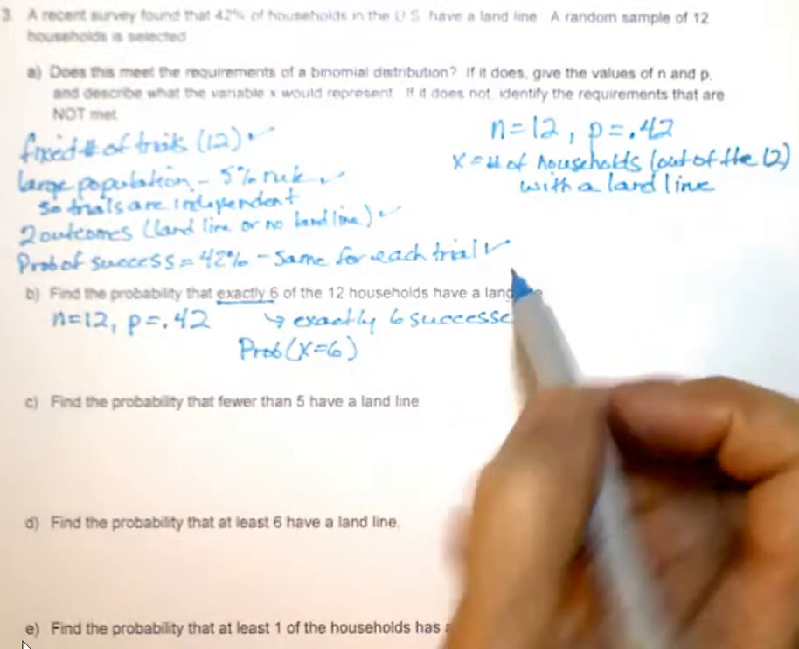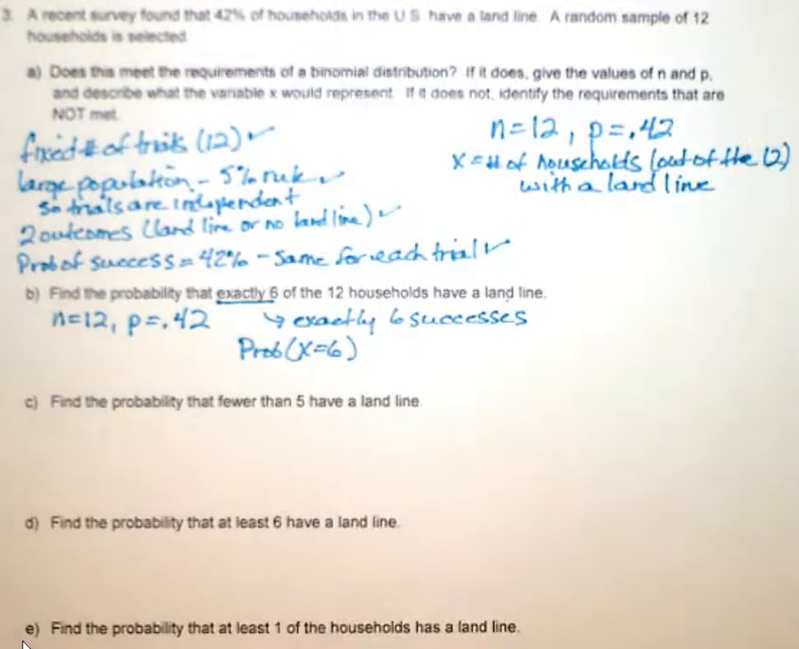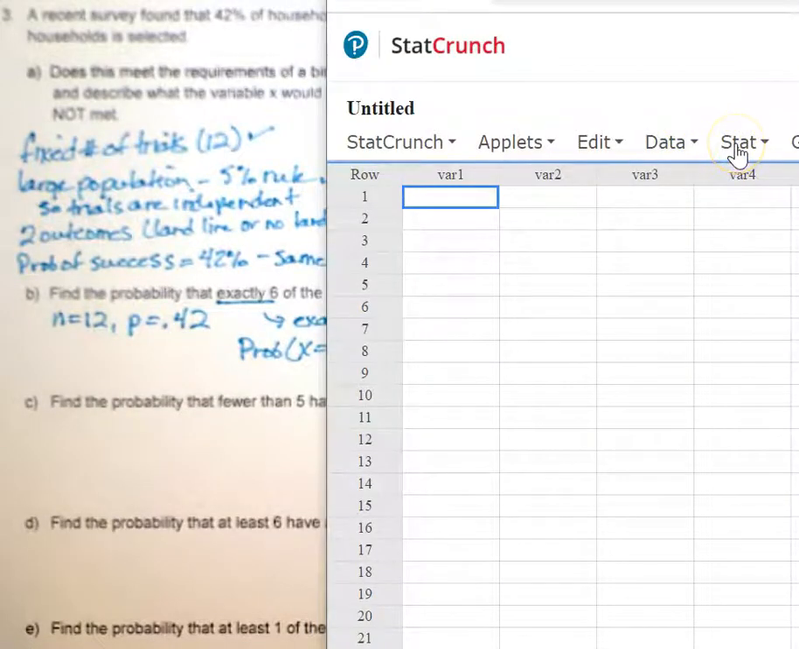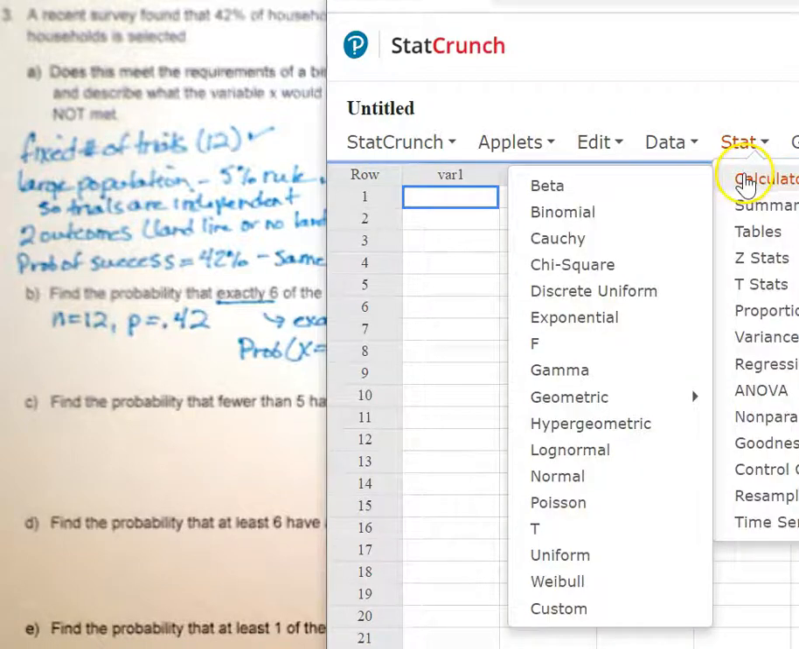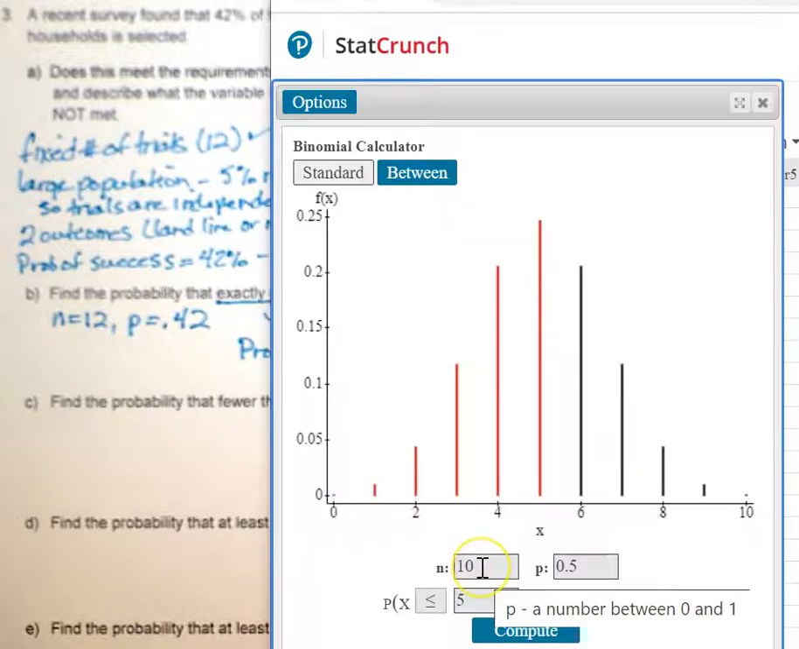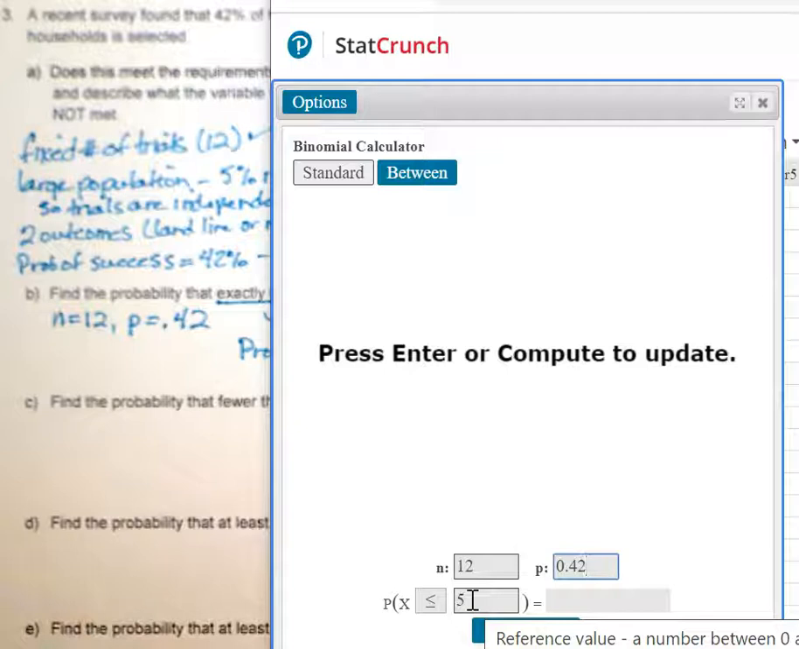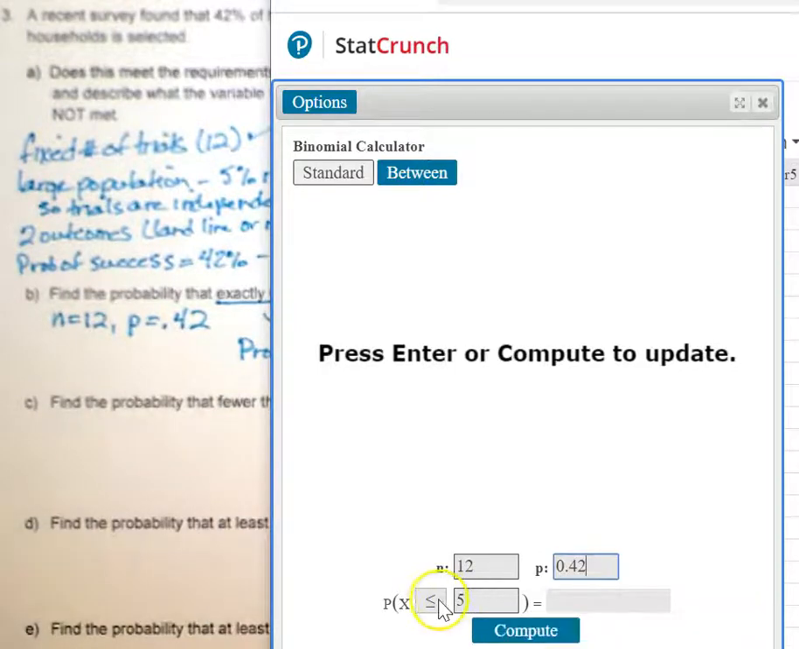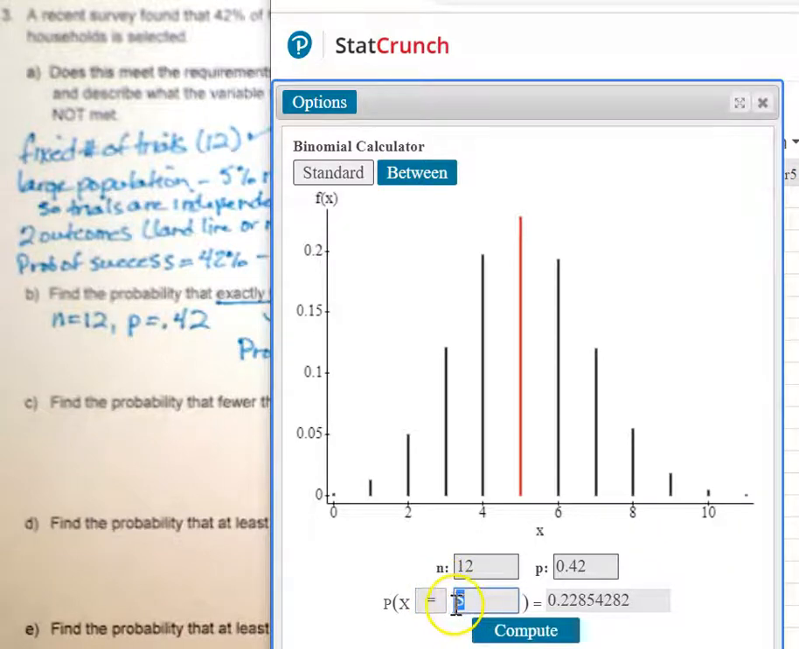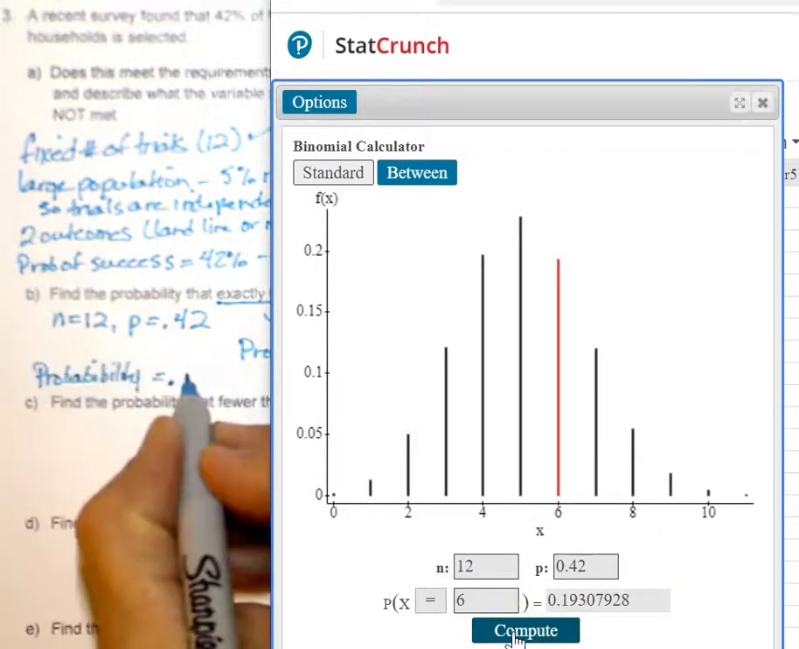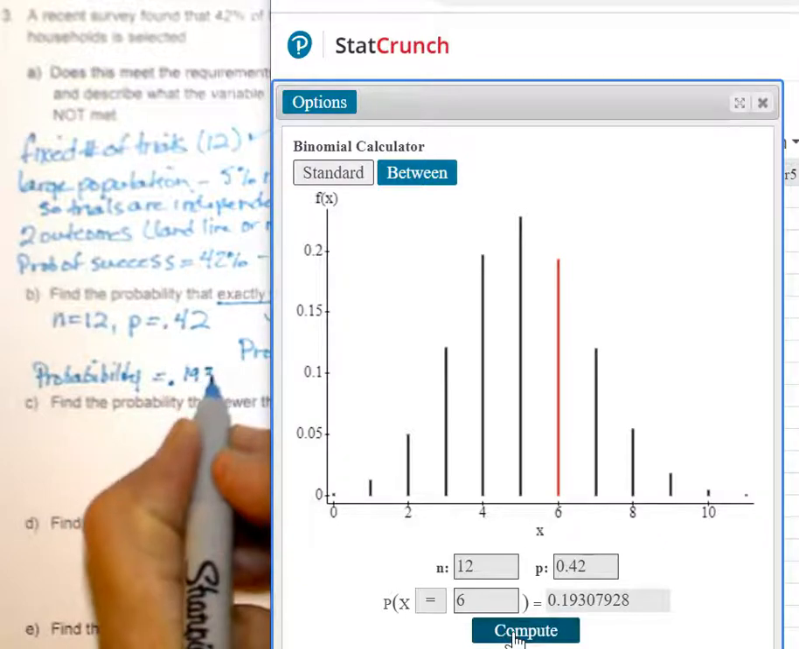We're going to do this in StatCrunch. What we want to do is use the binomial calculator in StatCrunch. We're doing Stat, Calculators, Binomial. We want to put in our n and our p down here, and then we want to make sure that we have exactly the right numbers. For the binomial distribution, we have to be really picky about this. We want to find the probability that x is exactly 6. That means we want to change this to an equal sign, and we want to make this a 6. There's our probability. If we round this to 4 decimal places, we get 0.1931.